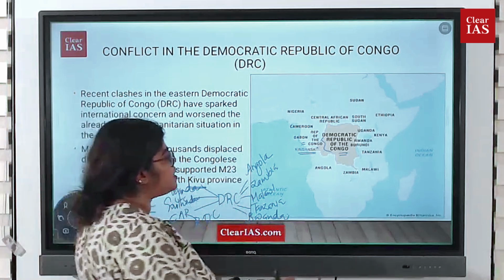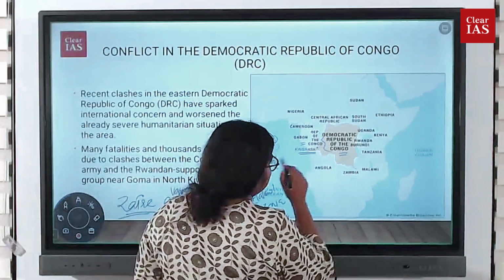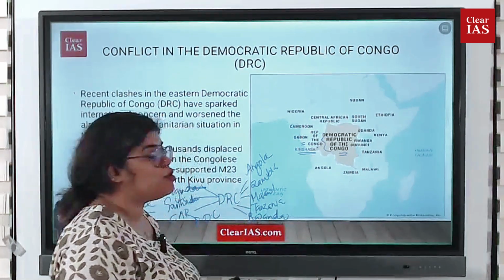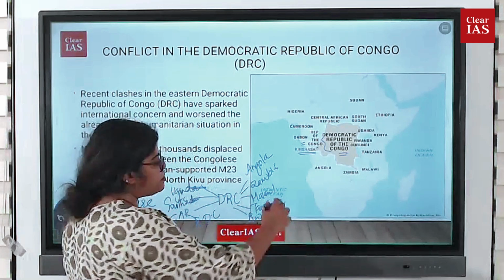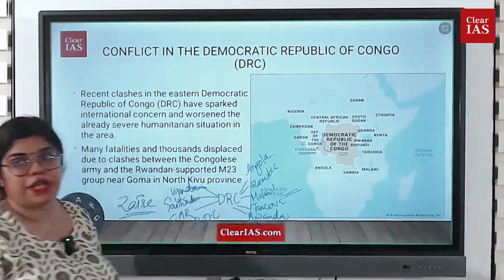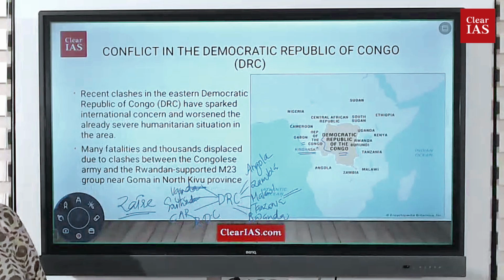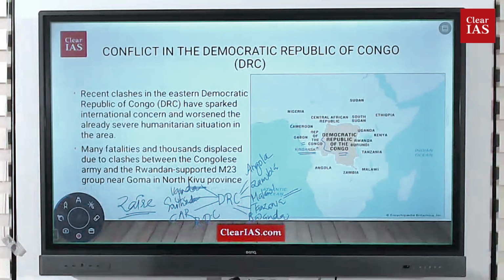And see the Kinshasa part, they are opening up to the sea also. They have a boundary to the sea also. Which sea are they opening to? They are opening to the Atlantic Ocean. This is important.